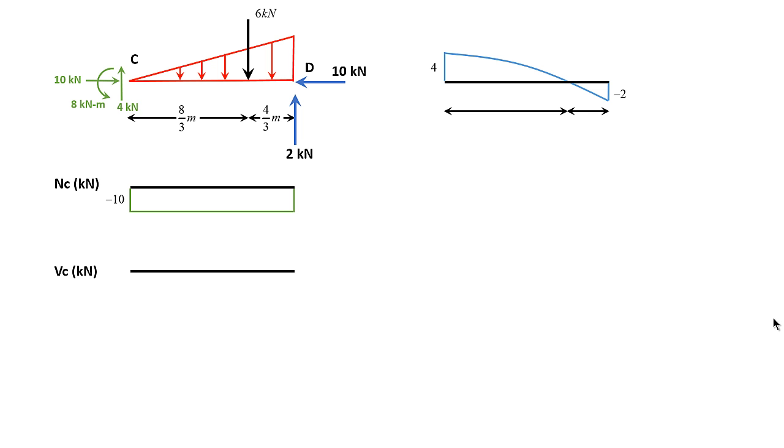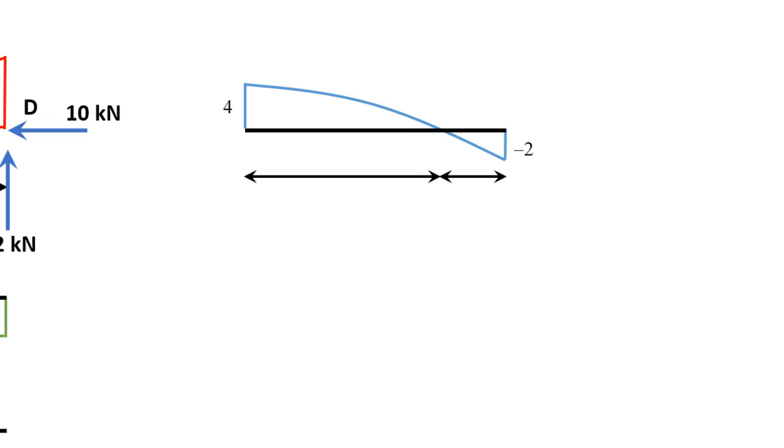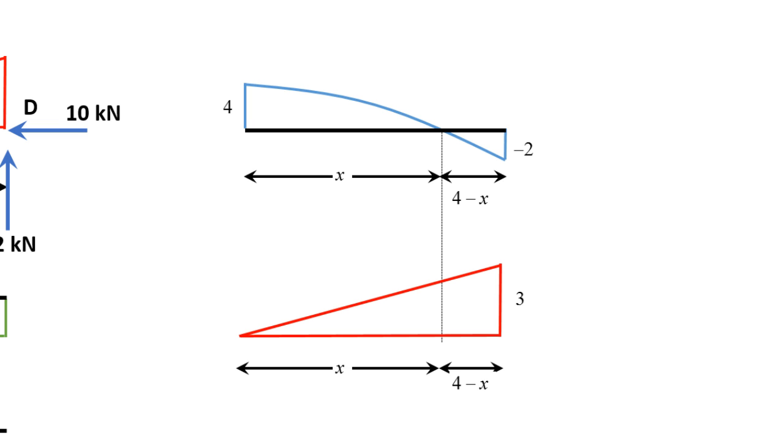So let's look at these values, 4 and -2. We agreed on that. I know it crosses at distance x, and the rest is basically 4 minus x. Alright, I'll try my best now to solve for this value x. This is the load diagram. Alright, and my first thing to do is try to calculate this area.